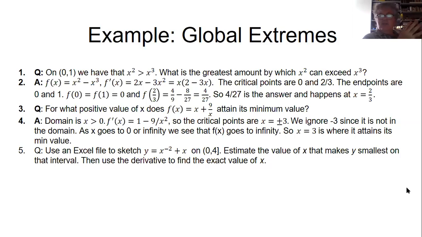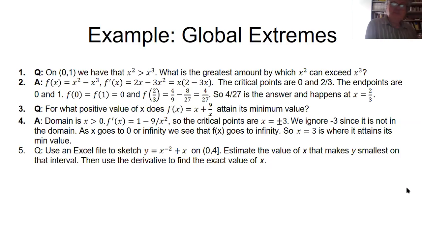And as x goes to 0, we see that the function just goes off to infinity, right? Because we've got 9 divided by x. So x equals 3 is where it attains its minimum value, and its minimum value then is 3 plus 9 divided by 3, that's 6.